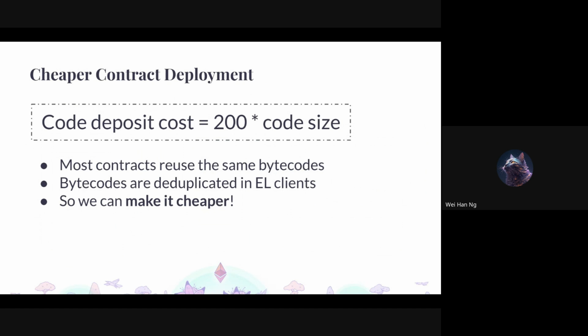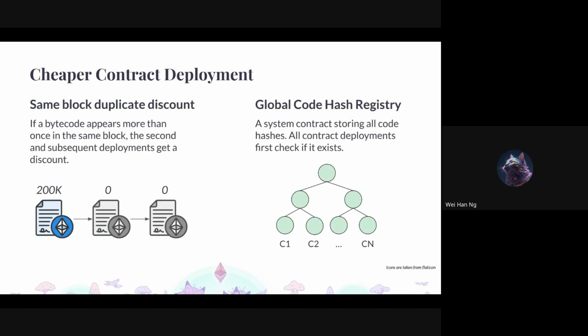The next idea is on improving the user experience. When you deploy a contract, there's a bunch of calculation, and one of the calculations is the code deposit cost, which is 200 times the code size in bytes. From the data, we know that most contracts use the same bytecodes, and bytecodes are deduplicated in EL clients, meaning the EL clients do not store duplicate bytecodes. So we were thinking that we can actually make contract deployment cheaper by removing or reducing the code deposit cost, right? So there are, I mean, there are three variants. The third variant is on libraries, but if you're interested, you can check out the original article.